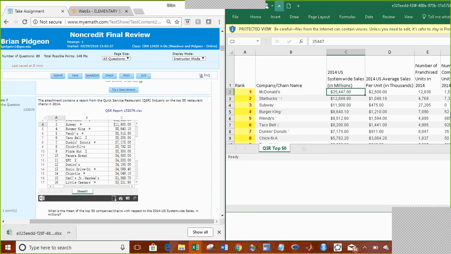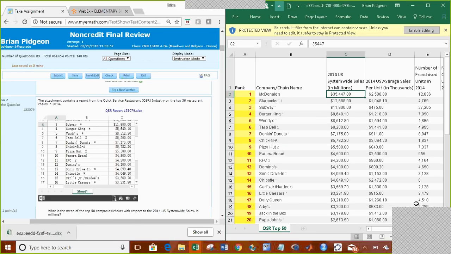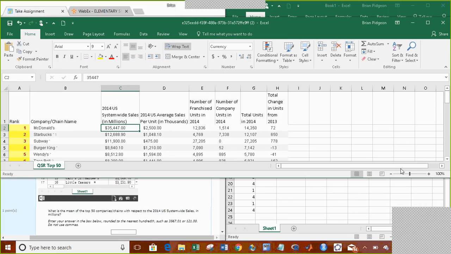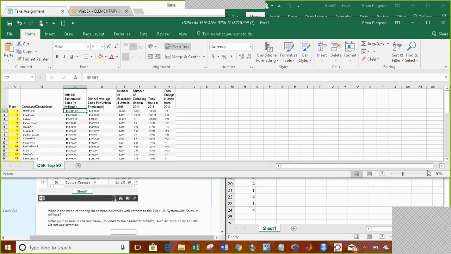Alright, we can move that to the side. Enable editing. Alright, let's zoom out a little bit. Ooh, that's too much.